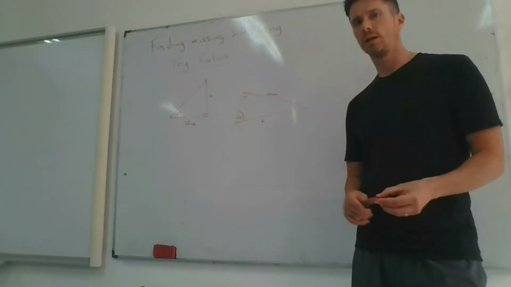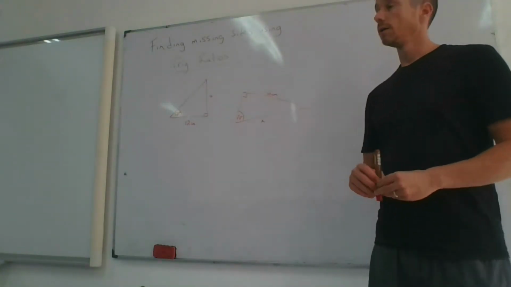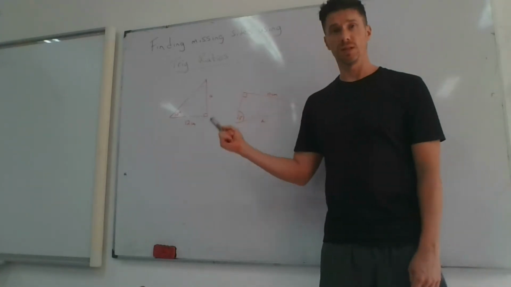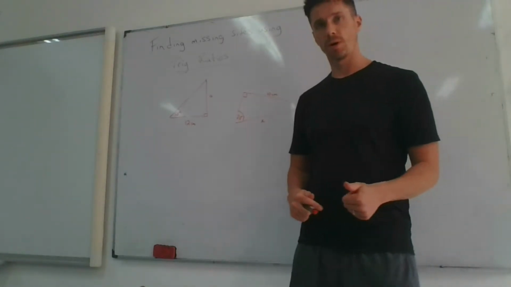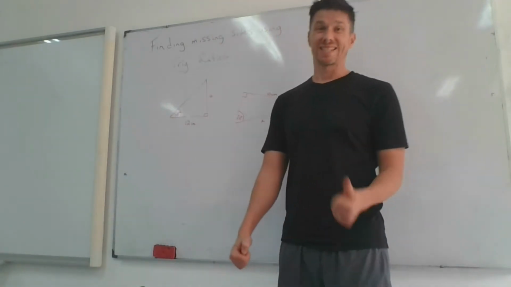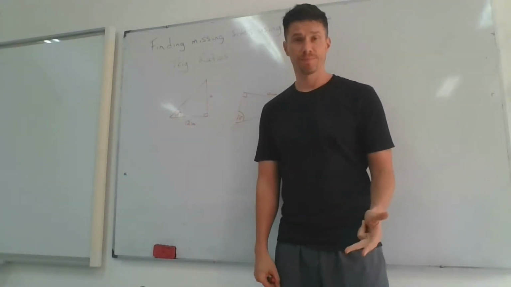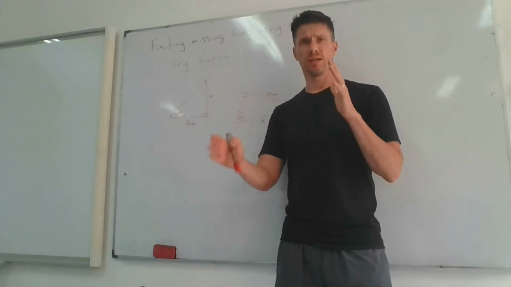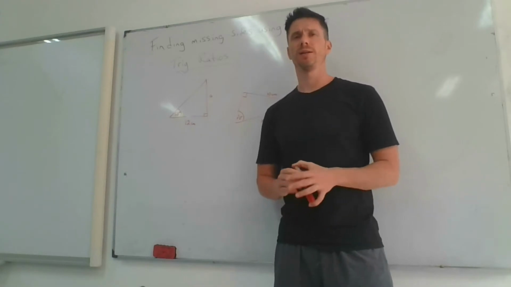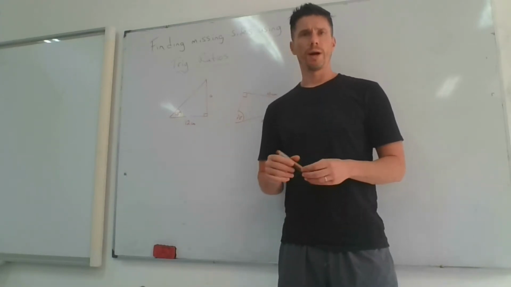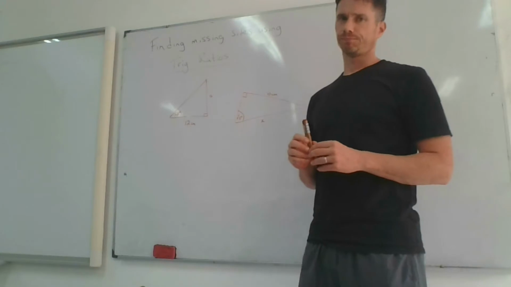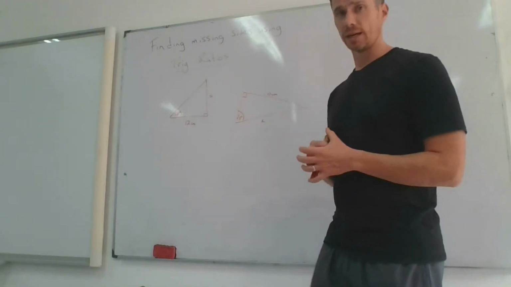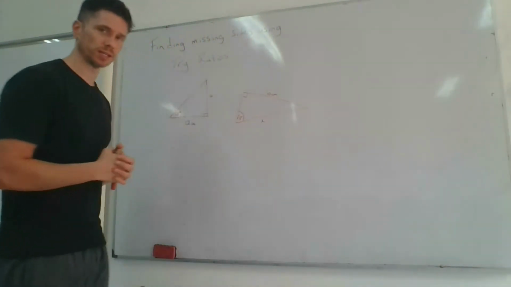Okay, hi Year 10. We are looking at finding missing sides using the trig ratios. If you remember from yesterday, trig ratios are sine, cos, tan, using the different sides of a right angle triangle depending on where the angle is. Okay, so let's do an example question of this.